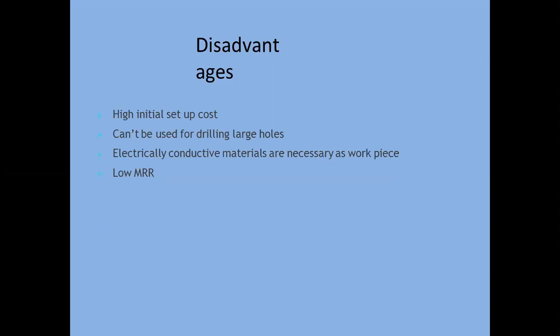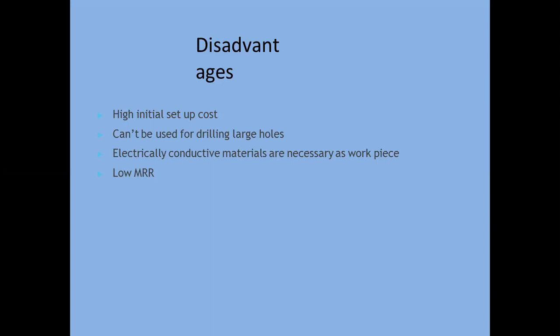Coming to the disadvantages, high initial setup cost. Can't be used for drilling a large number of holes. Sorry, not large number of holes, large holes. Only for small holes. That too because if we use electrochemical machining at such a small diameter of holes, there will be precipitation clogging. So to avoid that, we have this alternate machining operation.